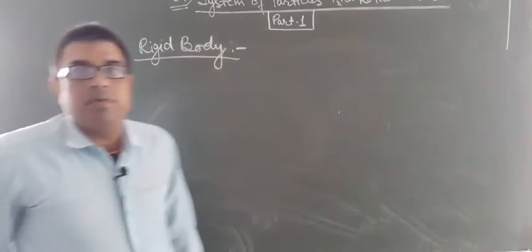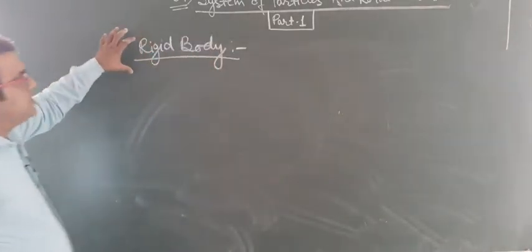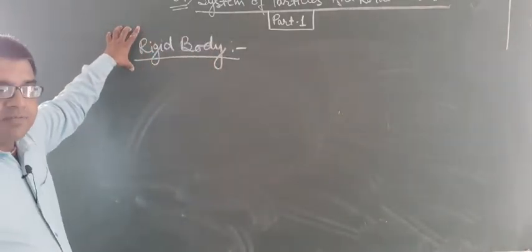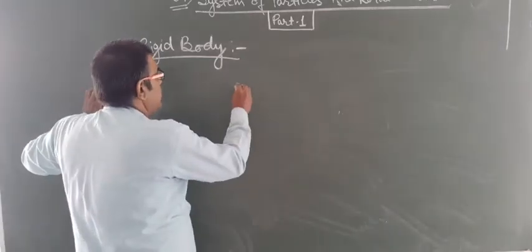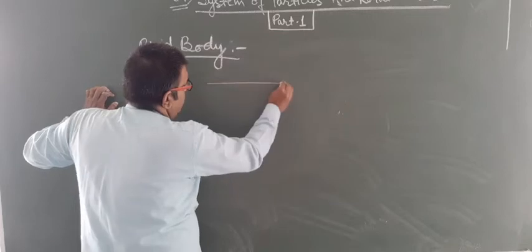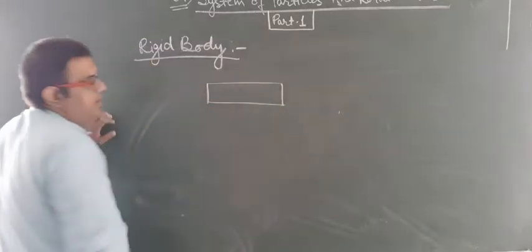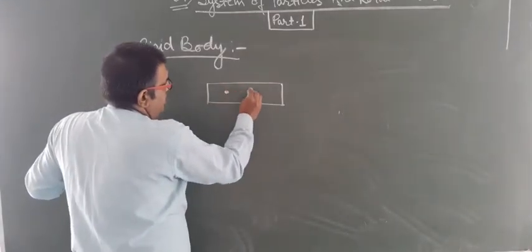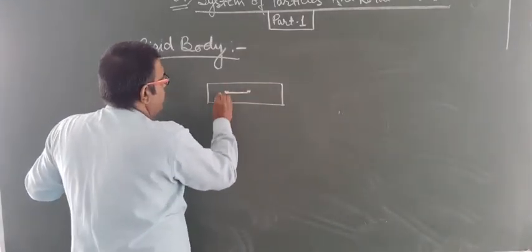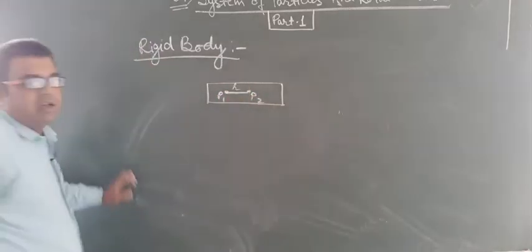Now, what is a rigid body? What is called a rigid body? As is clear from the name, rigid body means to say that suppose we had taken a rod, and here I have taken 2 points, P1 and P2, and the separation is R.